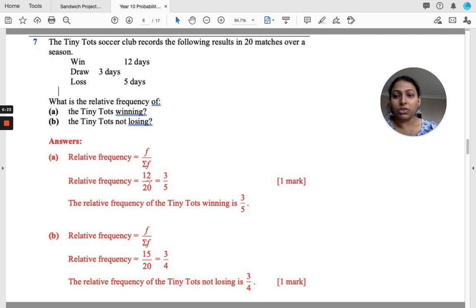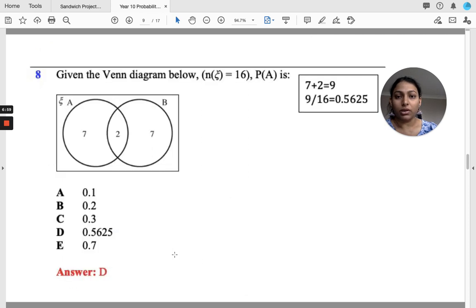So the first question is the winning, right? That is 12 divided by 20, because winning is 12 matches. So 12 over 20, which is 3 over 5. So the relative frequency of the Tiny Tots winning is 3 over 5. Now the relative frequency, f divided by the cumulative frequency sigma f, for not losing. A draw can be considered as not losing. So 12 plus 3 is 15. 15 over 20 is nothing but 3 over 4. So that's how you do this problem.